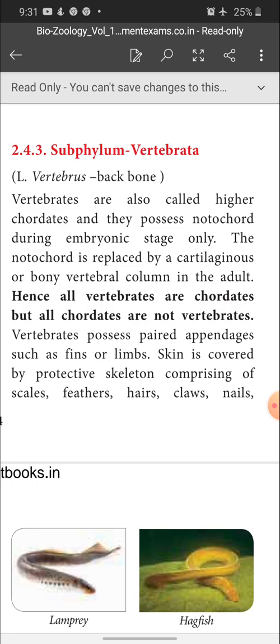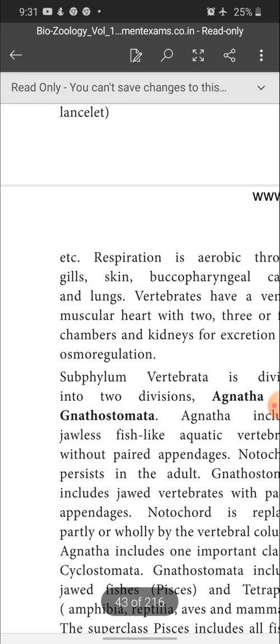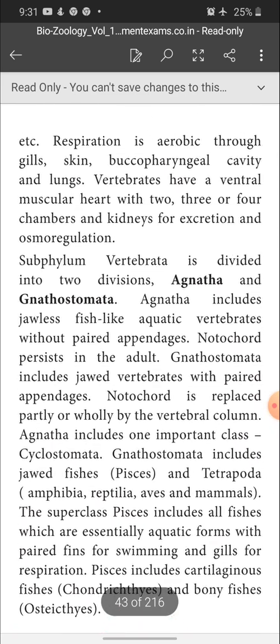Vertebrates possess paired appendages such as forelimbs and hind limbs. Skin is covered by a protective skeleton comprising scales, feathers, hairs, claws, nails, etc. About respiration, it is aerobic respiration through the gills, skin, buccopharyngeal cavity and lungs. Vertebrates have a ventral muscular heart with 2, 3 or 4 chambers, and kidneys for excretion and osmoregulation.